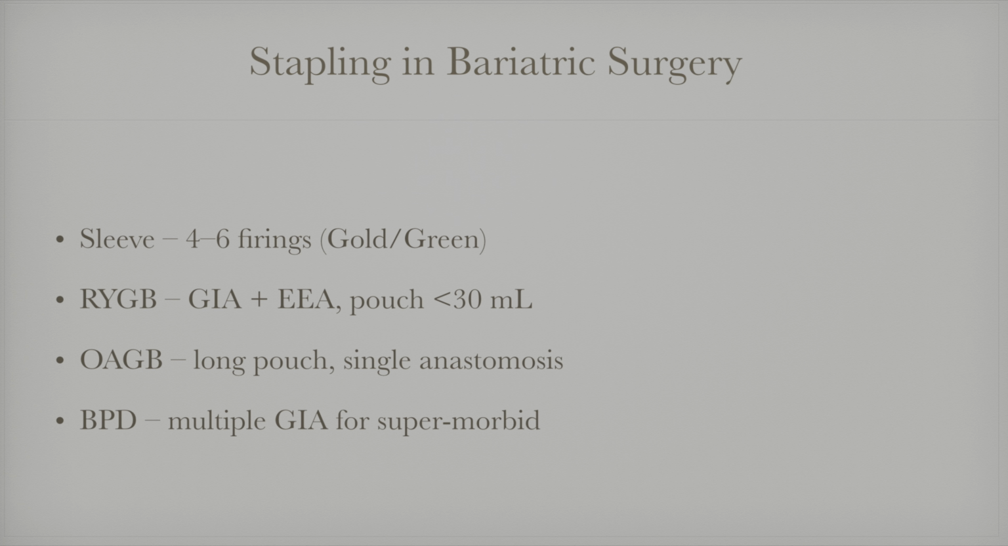Stapling in bariatric surgery. For sleeve gastrectomy, 4 to 6 firings with the gold and the green need to be done. For Roux-en-Y gastric bypass, a gastrojejunal anastomosis with end-to-end anastomosis for a pouch of less than 30 ml is to be done. One anastomosis gastric bypass surgeries have a long pouch and a single anastomosis is to be done. For biliopancreatic diversion, multiple gastrointestinal anastomoses need to be done for supermorbid patients.